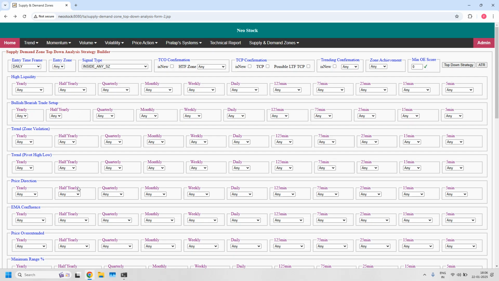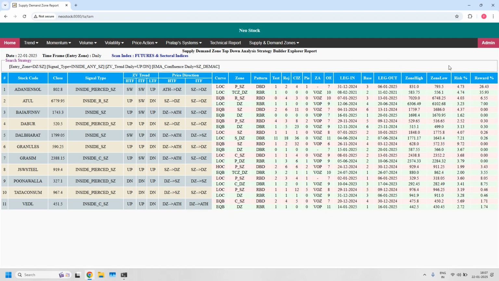Daily supply zones, not demand zones. Daily supply zones with daily EMA Confluence. So in the EMA Confluence, a daily time frame, daily supply zone having daily EMA Confluence filter is enabled, and trend on daily time frame should be either up or down. Let's filter. Now the list has come down to 11 stocks.